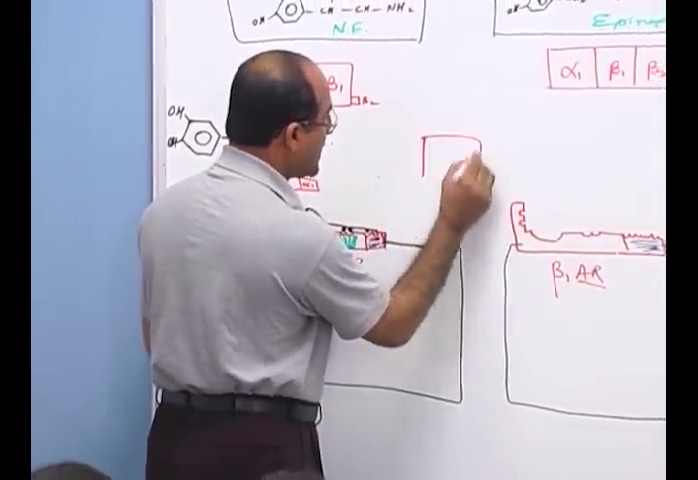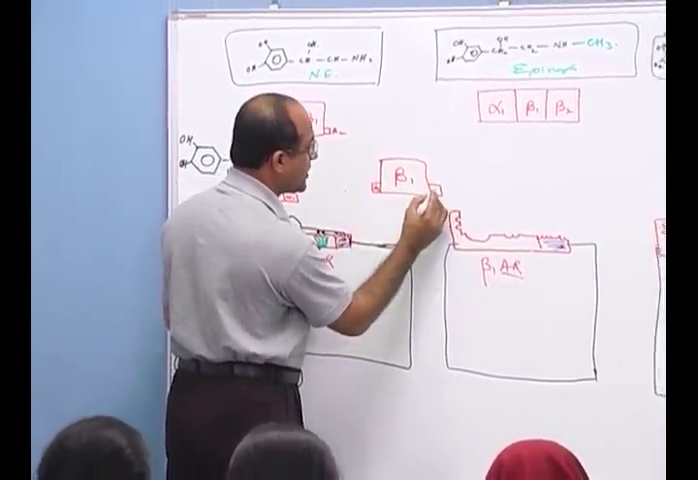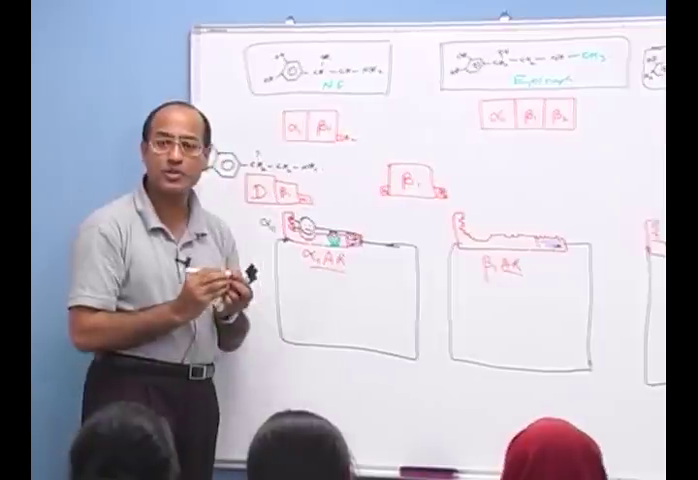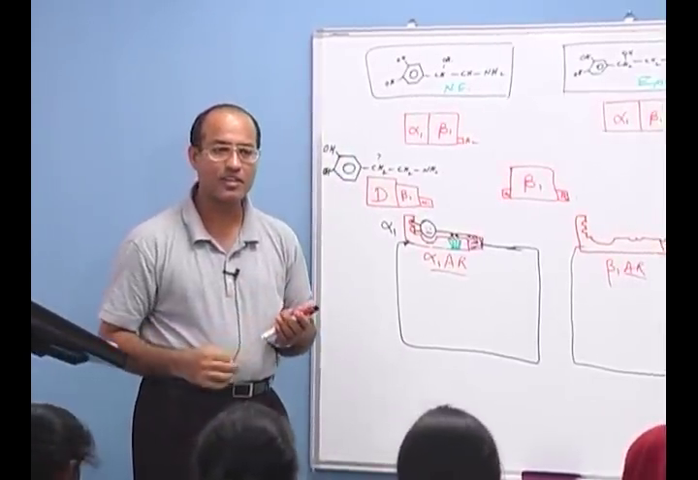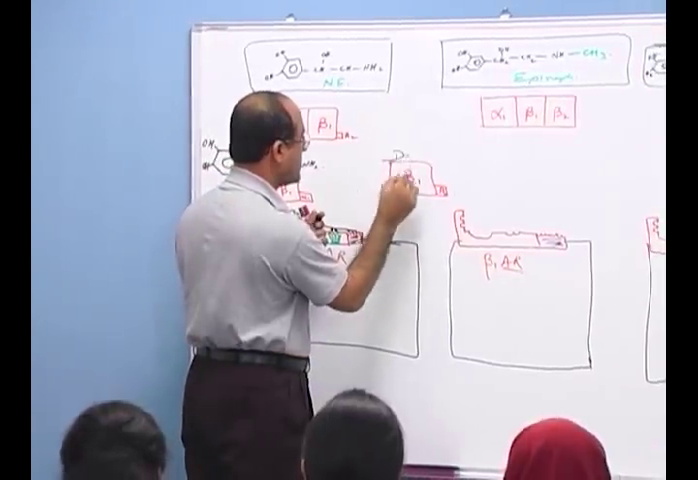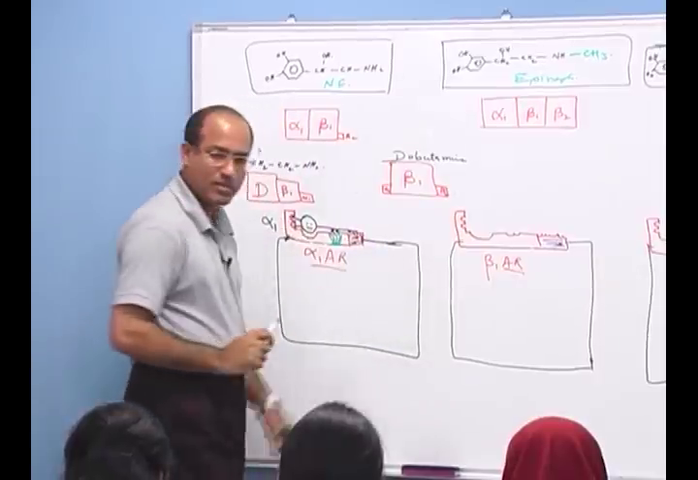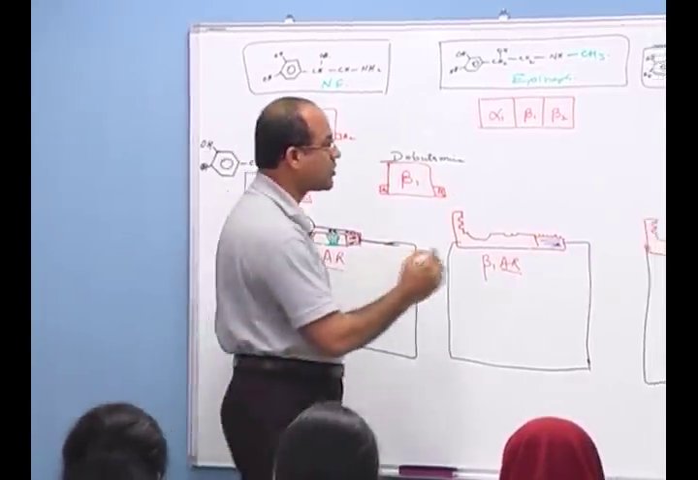Let's come to another drug which has mainly a beta 1 action with very little alpha 1 and very little beta 2. Yeah, dobutamine. This is dobutamine. So what is this drug? Dobutamine. Right? Now I make another drug here, and you have to tell me what this drug is.